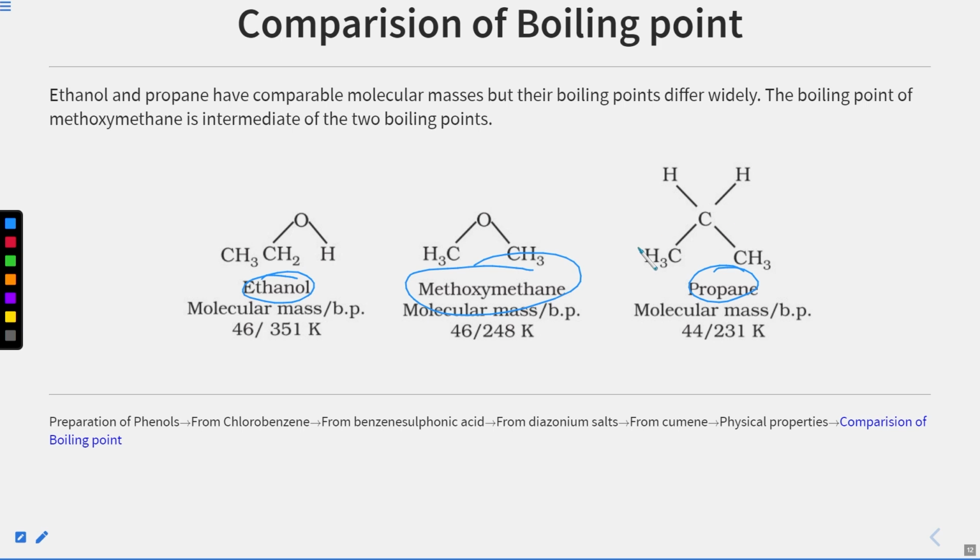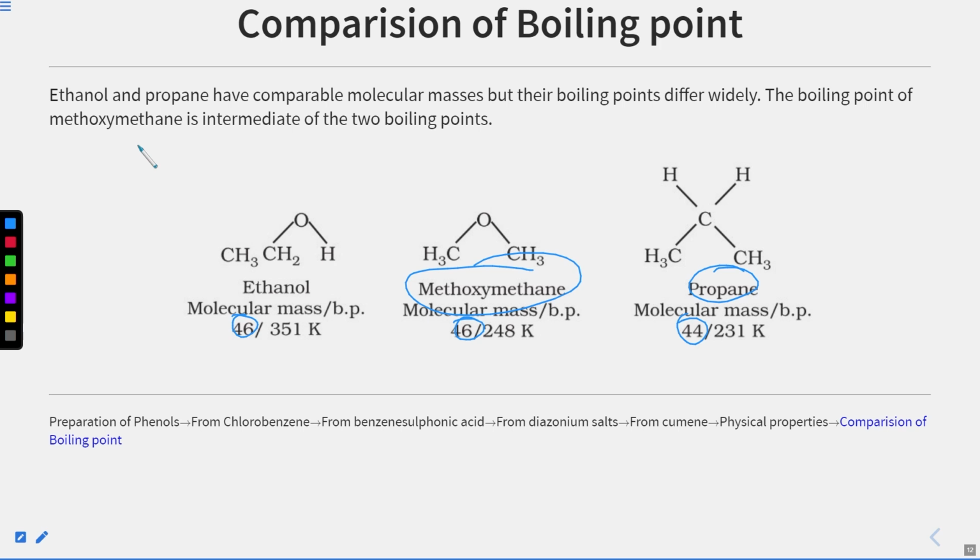Now all of these three have comparable molecular masses. Why have we done so? So that the van der Waals forces could not affect the boiling point. So we have kept all of them at almost the same molecular mass. If you look at the molecular mass, this is 46, this is also 46, and this is 44. So you can see that all three have comparable molecular mass.